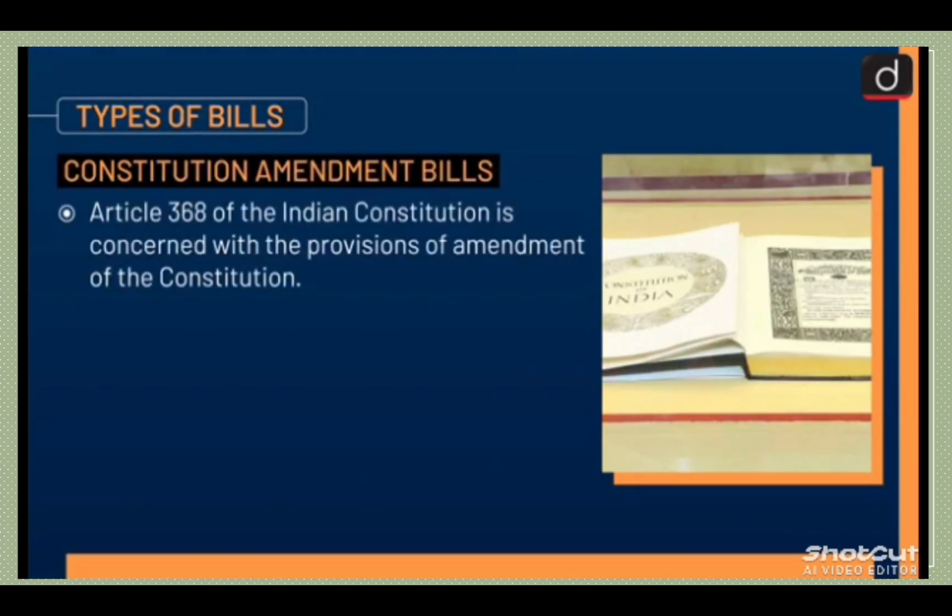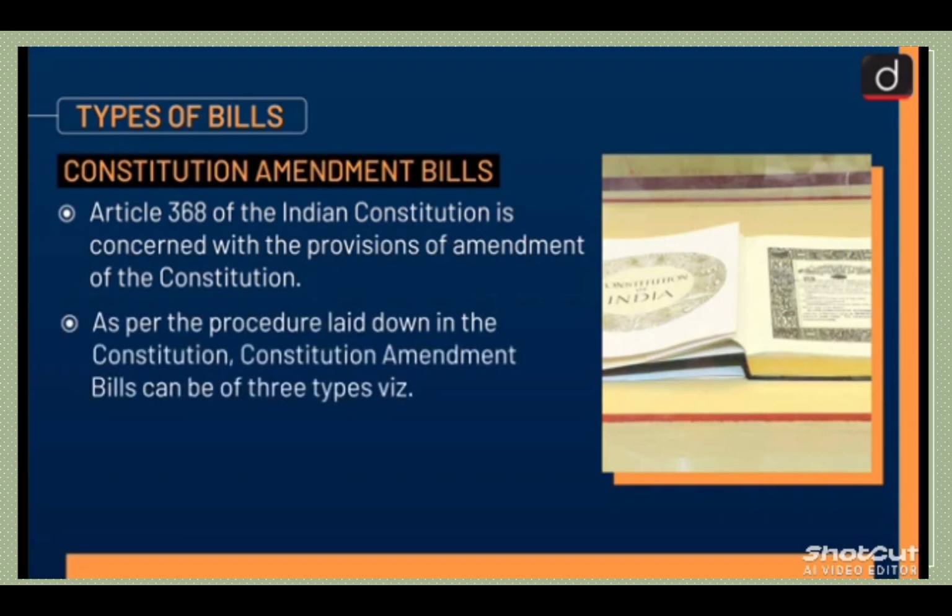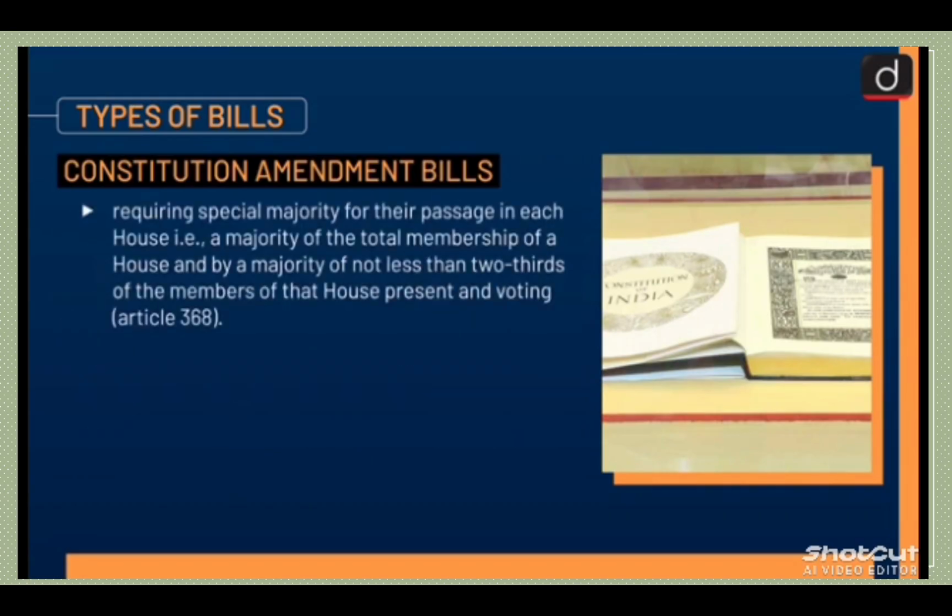Next is Constitution Amendment Bills. Article 368 of the Indian Constitution is concerned with the provisions of amendment of the Constitution. As per the procedure laid down in the Constitution, Constitution Amendment Bills can be of three types, viz. Requiring a simple majority for their passage in each house, requiring special majority for their passage in each house, that is, a majority of the total membership of a house and by a majority of not less than 2/3 of the members of that house present and voting, Article 368.